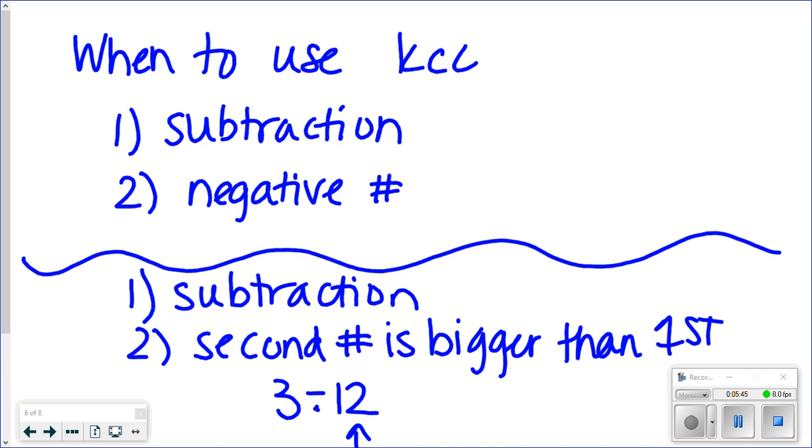This is what it would look like then. I'm going to keep, change, change. This would be a plus, this would be a negative. Now this is what the problem would look like. And it would give you the same answer as 3 minus 12.